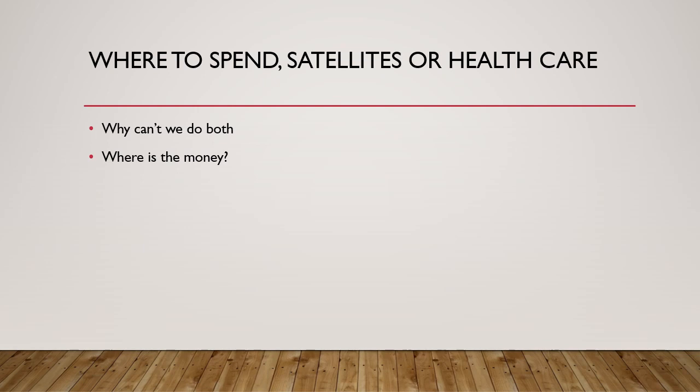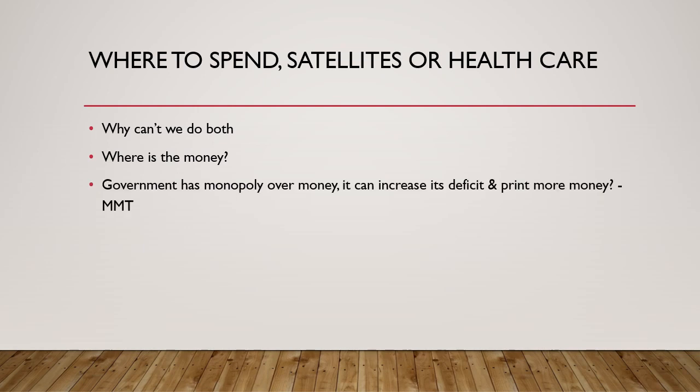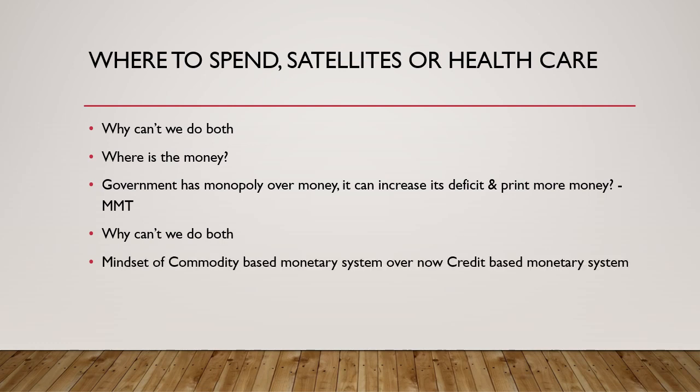Now some may ask, where is the money? Well, haven't we seen that the government has a monopoly over money? It can increase its deficit and print more money. So again, why can't we do both? This "where is the money" question is a mindset of the commodity-based monetary system and not really the modern credit-based monetary setup.